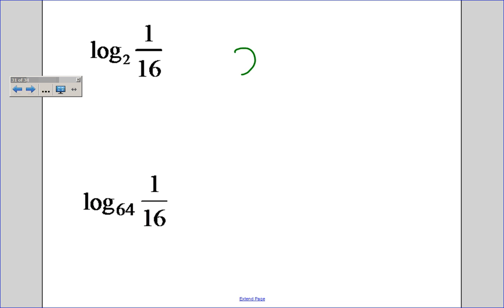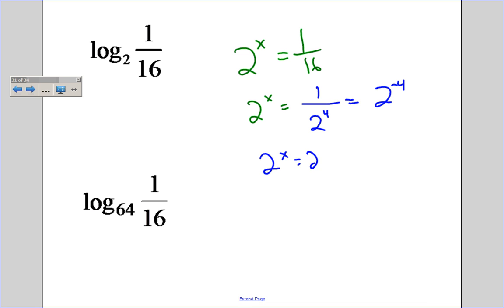Now we'll have 2 to what power is equal to 1/16th? Well, maybe I'll back up a step. 16 is 2 to the fourth power. So this is 2 to the negative 4. So if I have 2 to the x equals 2 to the negative 4, x has to equal negative 4.